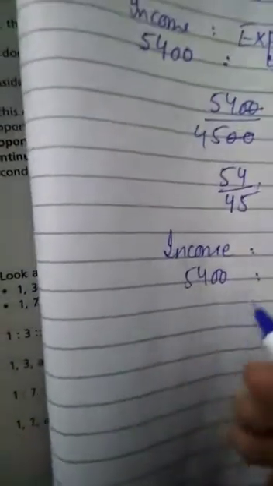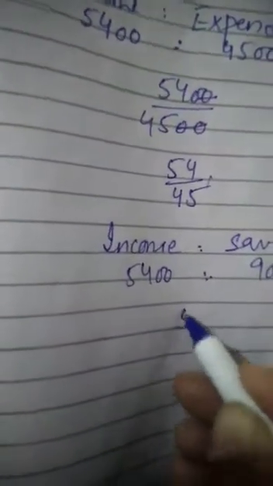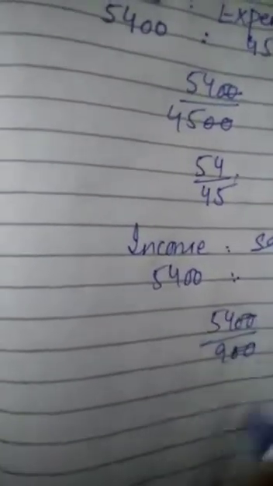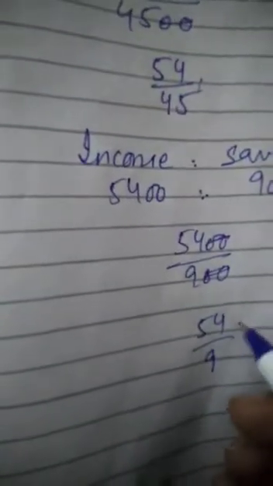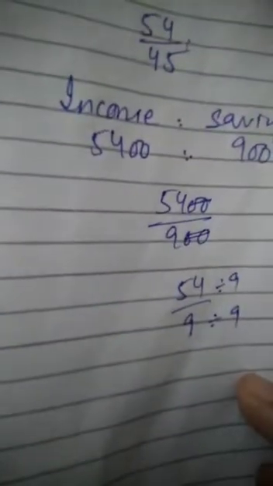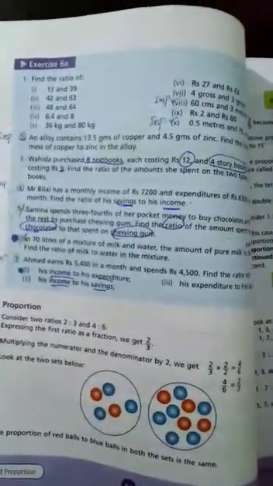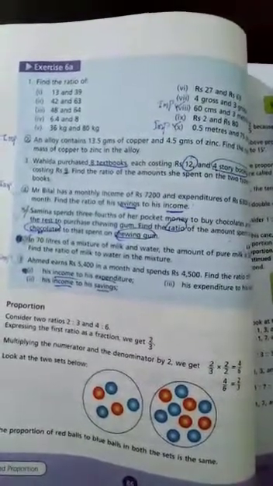I'm going to solve the next part. In the next part they are saying you have to find the ratio of income to saving. Now income has to be written first, then saving. Income ratio saving. So what was income? Income was 5,400. Ratio saving was 900. Now again, in place of the ratio sign you have to convert it into a division sign like this.